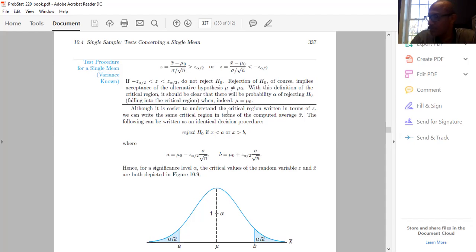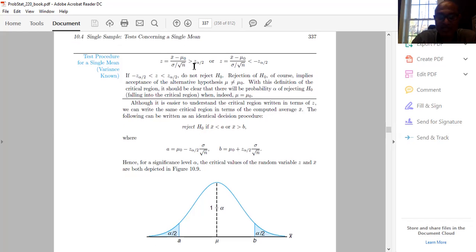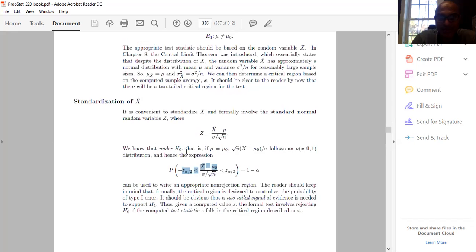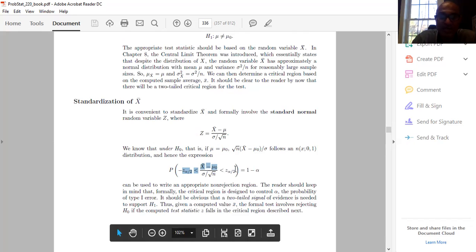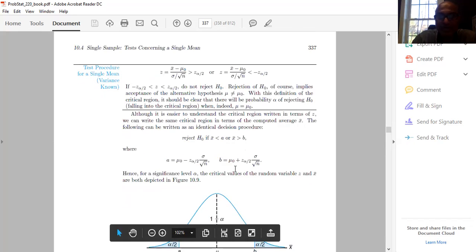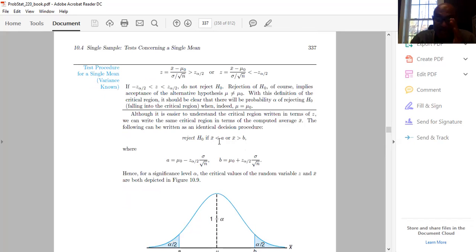And of course, we can write the same critical region in terms of the computed average X bar. So rejection of H0 if the computed value of X bar is less than A. A, as I told you, is what you get once you write this as a function of X bar: whatever is on the left side is your A and this is your B. So A is my lower limit and B is the upper limit.